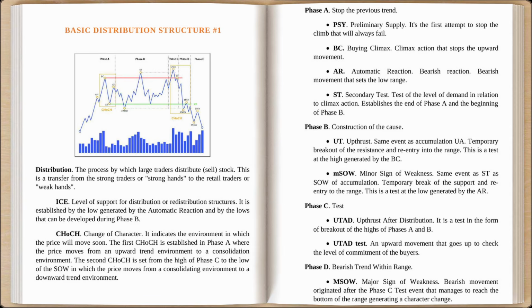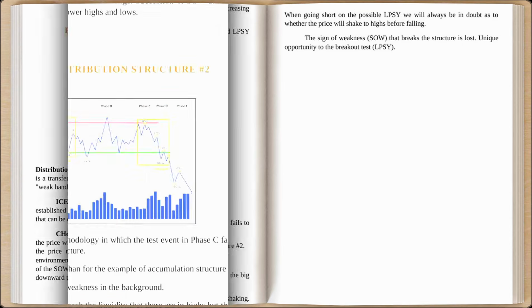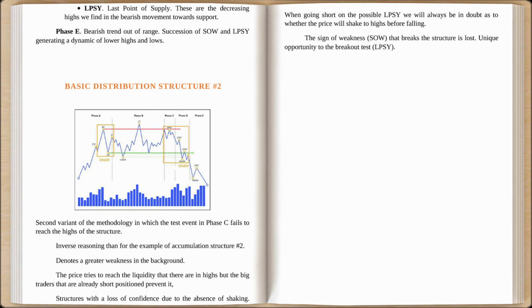Phase D, bearish trend within range. MSO, major sign of weakness. Bearish movement originated after the Phase C test event that manages to reach the bottom of the range, generating a character change. LSI, last point of supply. These are the decreasing highs we find in the bearish movement towards support.